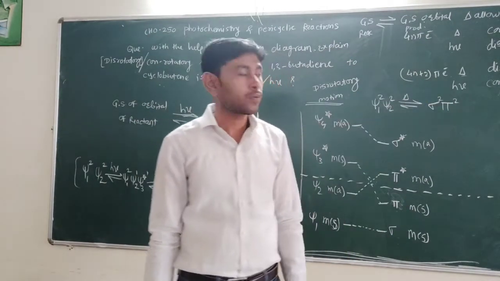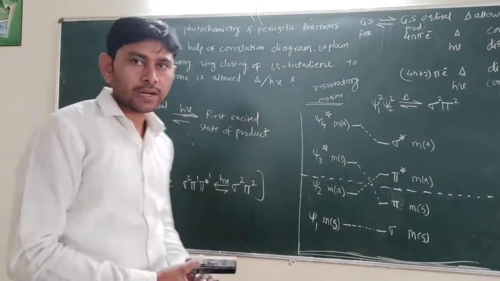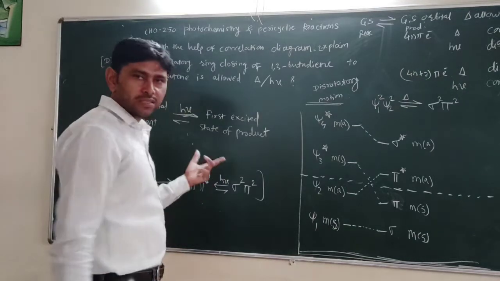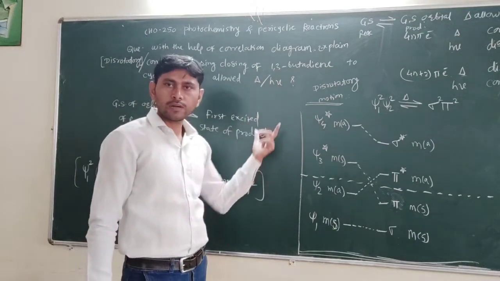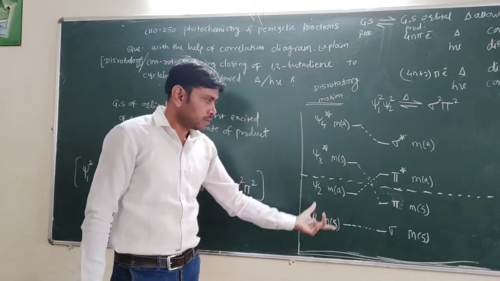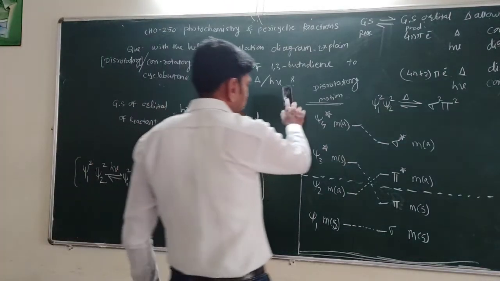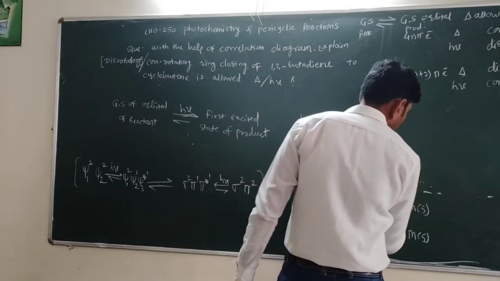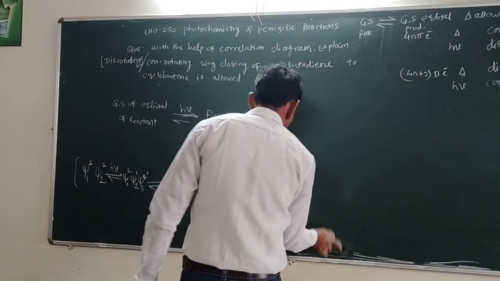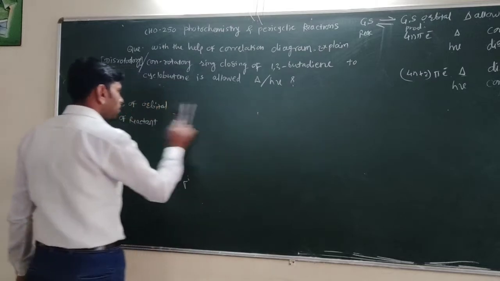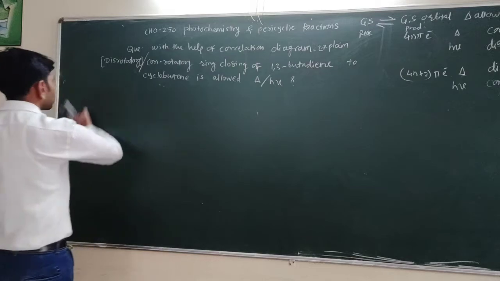Now take an example of the 4n plus 2 pi electron system. For this, it is easy to draw the molecular orbitals, draw the steps, then consider either conrotatory motion or disrotatory motion. So now see the question. What is an example for the 4n plus 2 pi electron system? Let's consider an example for the 4n plus 2 pi electron system.